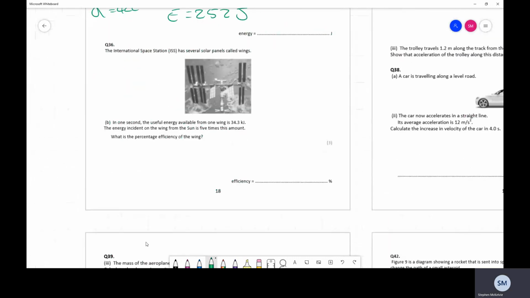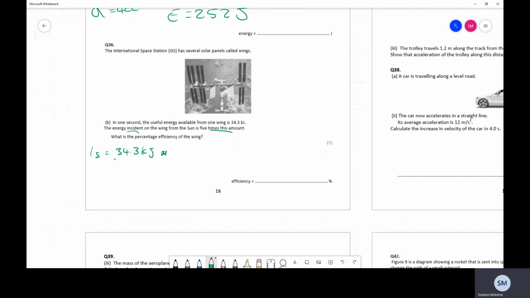All right. The International Space Station has several solar panels called wings. In 1 second, the useful energy available from one wing is 34.3 kilojoules. The energy incident on the wing from the sun is 5 times this amount. What is the percentage efficiency of the wing? So in 1 second, it is equal to 34.3 kilojoules. That is the same as 34.3 kilowatts, but that's absolutely fine. So the energy incident on the wing is 5 times this amount.